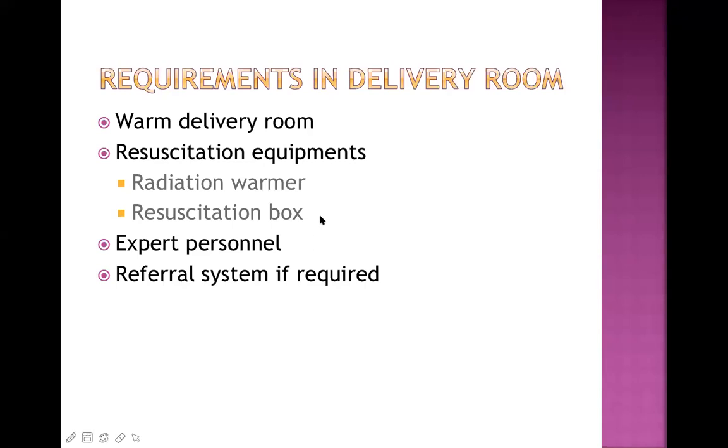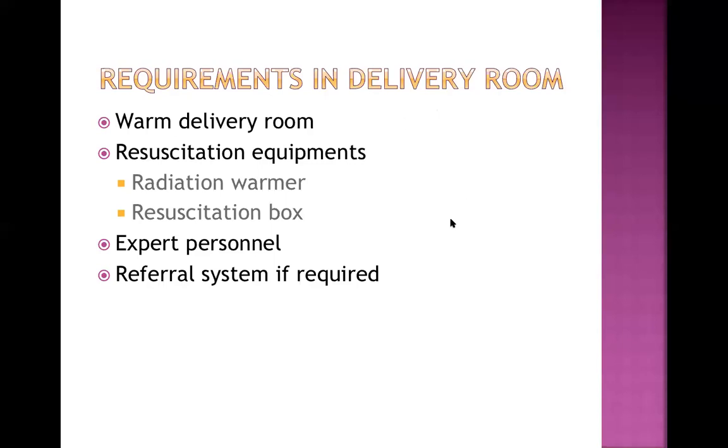Now, what are the things that should be present inside that resuscitation box? Yes, anyone? Now listen carefully. Ambu bag. Good. Anything else? Vitamin K. Okay, so this may be a little bit difficult question for you. So let me answer this.